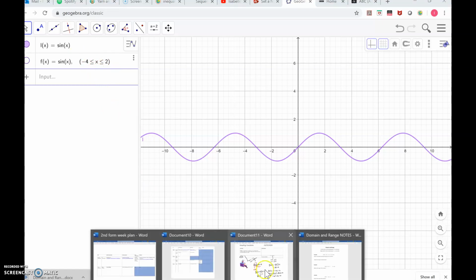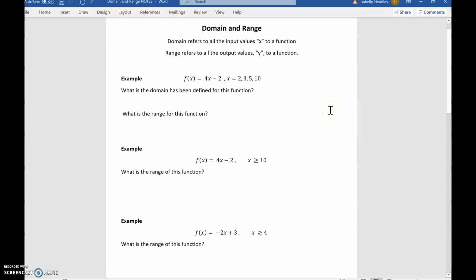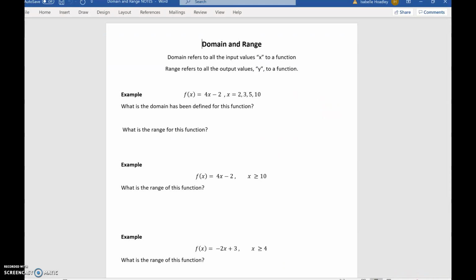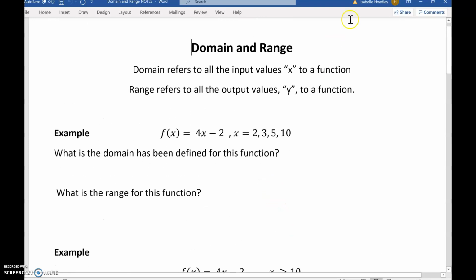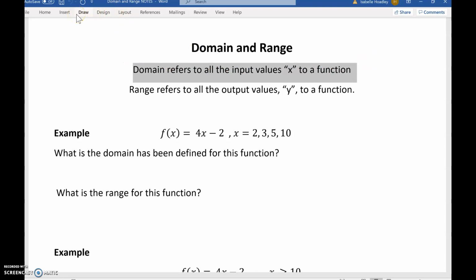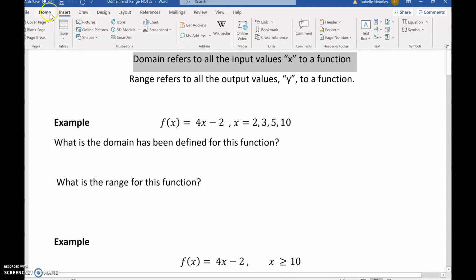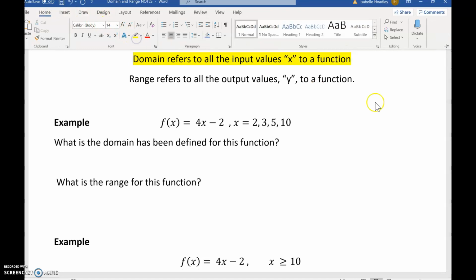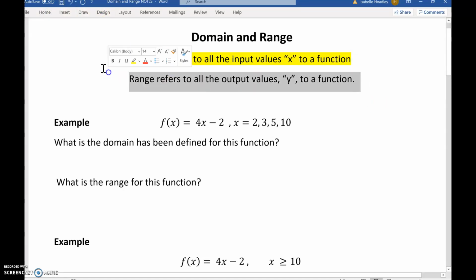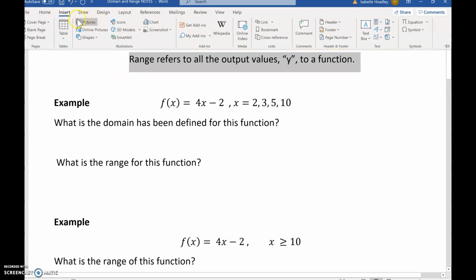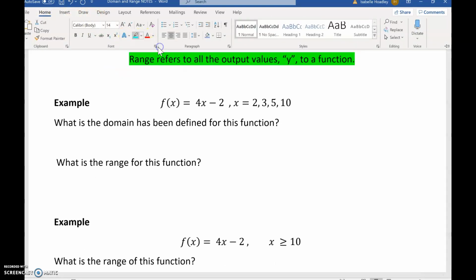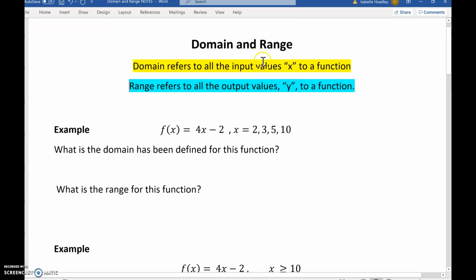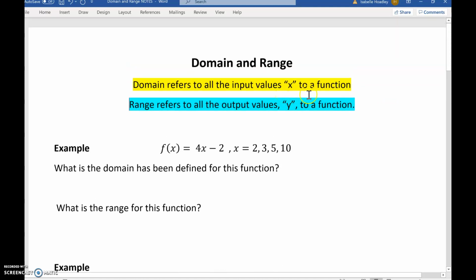Okay, so if I go to my notes, here's some notes on domain and range. Here's a couple of definitions first. The domain refers to all the input values of x to a function. The range refers to all of the output values of a function, and again, that is dependent on the input. Okay, so they're your two main definitions. I need you to put those in your book, please.